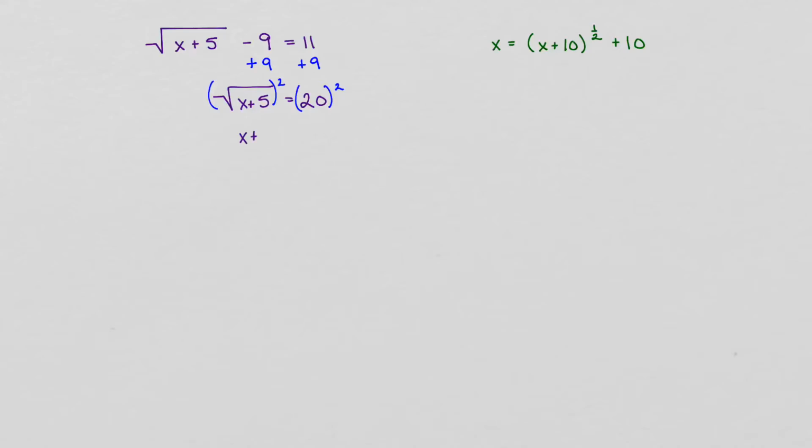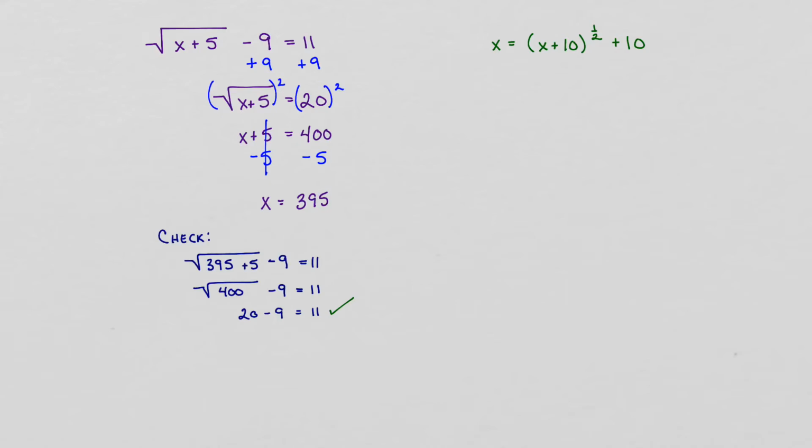The left-hand side will now become x plus 5, and 20 times 20 is going to give you 400. Finally, we're going to remove 5 from both sides of the equation in an effort to get x by itself, and this is going to give me x is equal to 395. So we should check this.